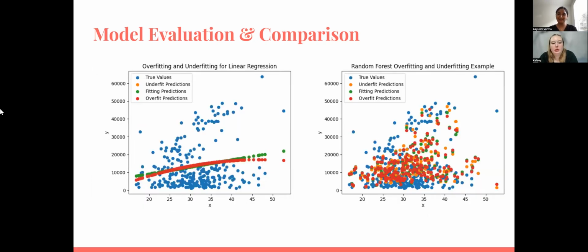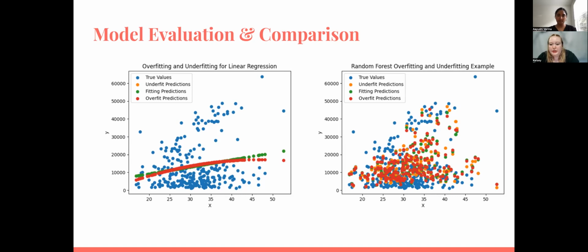All right, so we're doing a model evaluation and comparison. We did this for all 5 of the models that we looked at, but we wanted to specifically highlight these 2, the linear regression and the random forest. If we look on the left at the linear regression, we see the true values are pretty scattered. The fitting predictions are about the same as the overfit predictions, which is very frightening. To be honest, overall, we don't really want that. We would rather have the true values and the fitting predictions make a little bit more sense together.